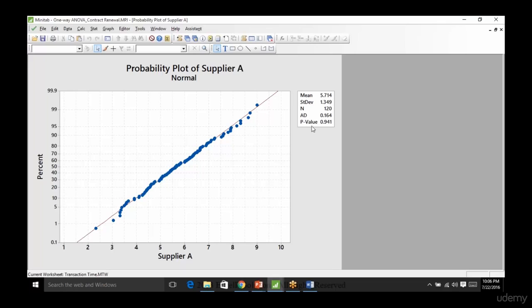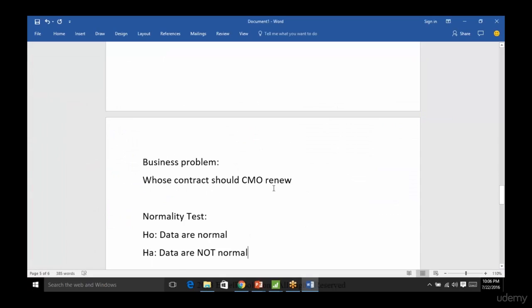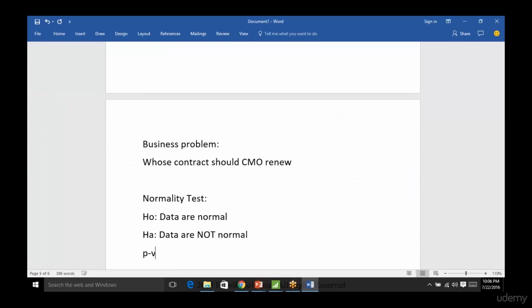Anderson-Darling test p-value is 0.941. So if the p-value is 0.941, this is greater than 0.05, which implies p high, null fly. That means you're going to accept null hypothesis. What does null hypothesis say? Data are normal. And this is for supplier A.